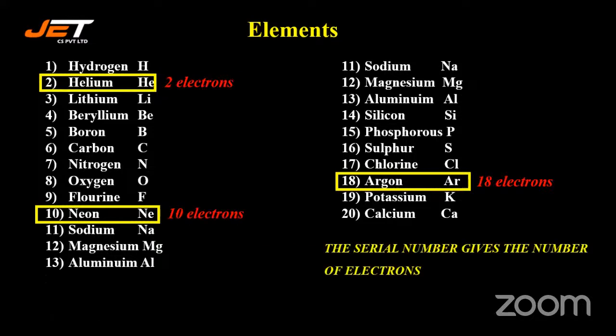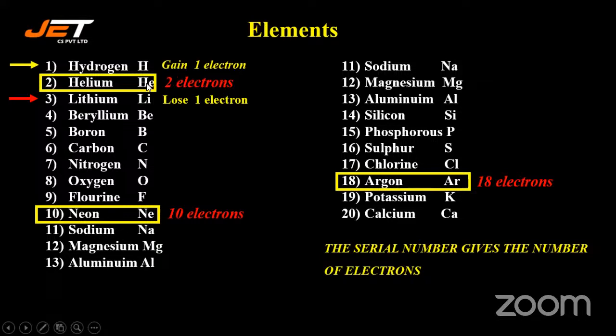So this serial number gives the number of electrons. Hydrogen has 1, helium has 2, lithium has 3, beryllium has 4, boron has 5. These numbers we write according to the number of electrons, or I can say this is their atomic number. See, hydrogen will gain 1 electron to become helium.